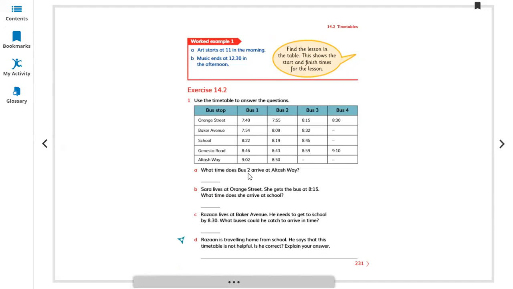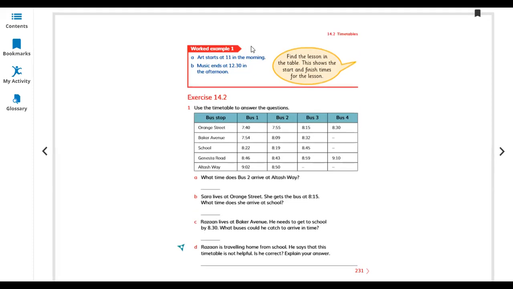What time does bus 2 arrive at Altashwe? So where is Altashwe? Bus 2 is this one and Altashwe is this one. So bus 2 arrives at Altashwe at 8:50. So we can write here 8:50.